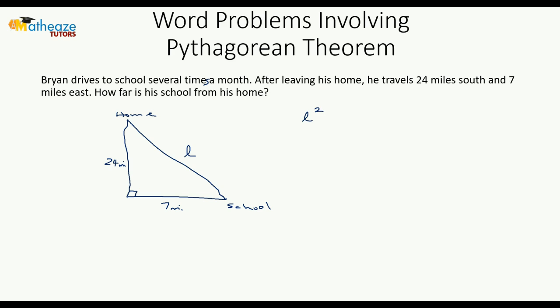So L squared is equal to 24 squared plus 7 squared. This is 576 plus 49, which is 625. So L squared is 625. We want to find out the length of that distance, or the length from home to school. So L is equal to 25 miles. So Brian travels 25 miles from his home to school.